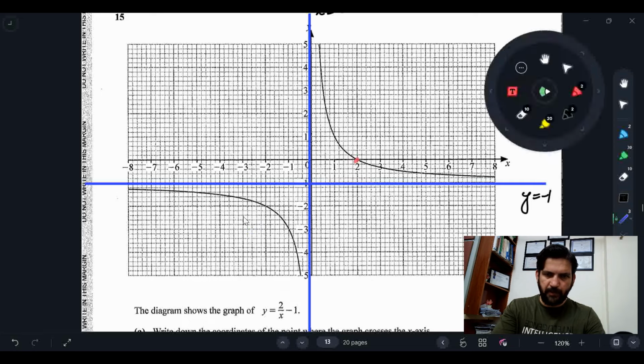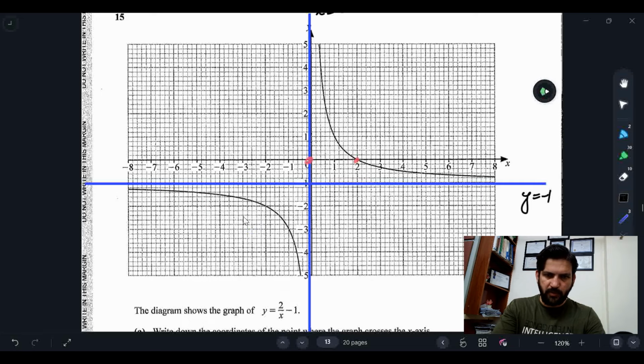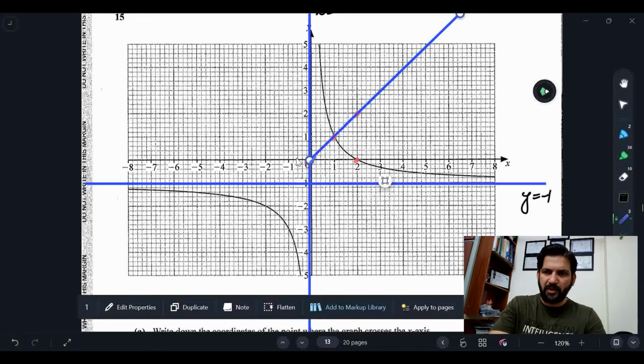Okay, draw it very carefully. Let me use it again. When x is 0, y is 0. When x is 1, y is 1. When x is 2, y is 2. So it means that this should be the line. We need to connect it like this.